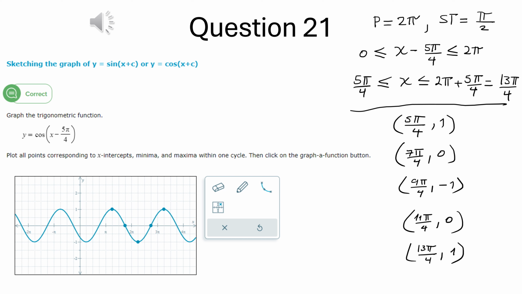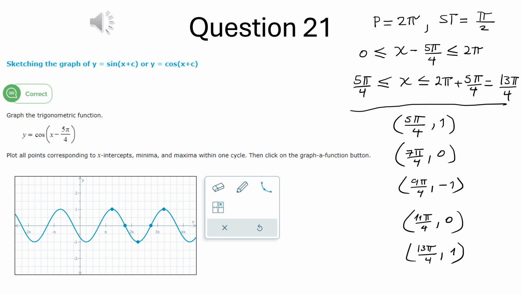It has 2 pi plus 5 pi over 4 is 13 pi over 4. So our graphic goes from 5 pi over 4 to 13 pi over 4 and moving step pi over 2. The first point is obvious, que is 5 pi over 4, 1, because the amplitude is 1. After the partition is you adding pi over 2. 5 pi over 4 plus pi over 2 is 7 pi over 4, 0. That's the second point.